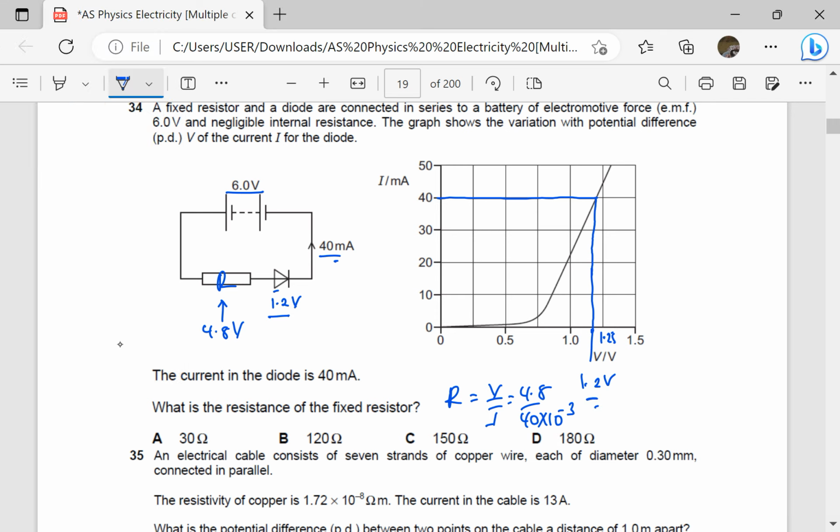So that is 120 ohms, making our answer to be option B. Okay.